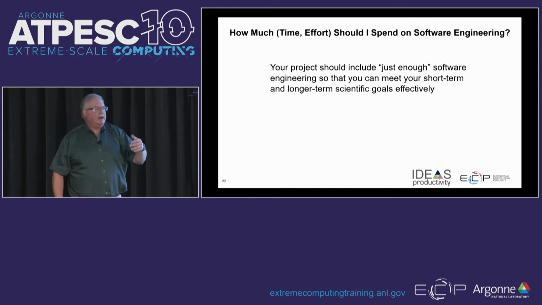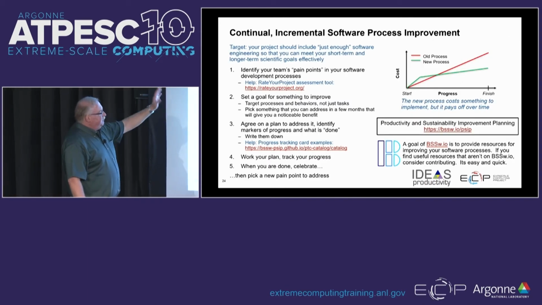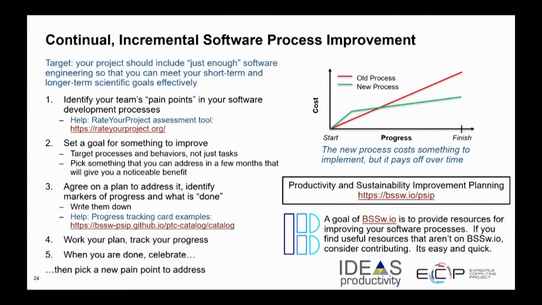And how can you keep it that way? One of the approaches that we've developed and that we advocate is something called productivity and sustainability planning. It's a fairly straightforward process that says we're going to identify the pain points that our team has in software development, and we're going to pick one thing as a goal that we're going to work on in this cycle. This is an iterative process. And we're going to try to target processes and behaviors, not just tasks.